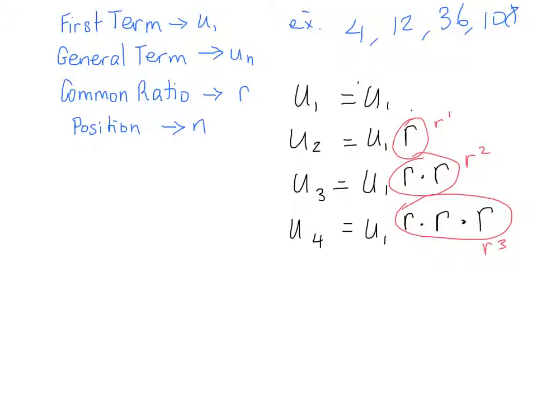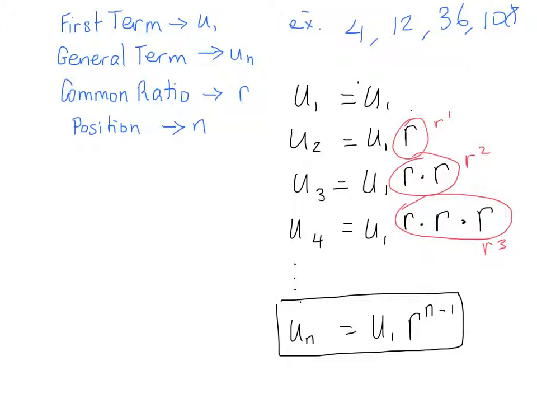So that's actually the formula. We could keep going and say, well, un therefore is u1 r to the n minus 1. So that's the formula that we'll be using to find any term of a geometric sequence. You won't actually have to know how to figure out what that formula is ever again, but I just wanted to show it to you because it's pretty cool.